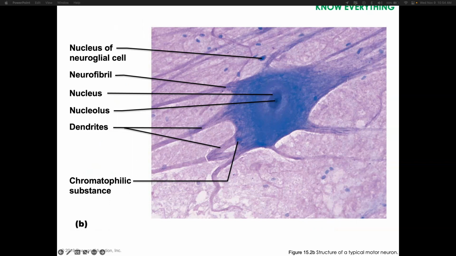This is a histology slide of a single neuron. You can see the main cell body and the dendrites coming off of it. And you can also see some of the neuroglial cells. The neurofibrils found within the cytoplasm of the cell provide support and help transport substances within the neuron. And finally, we see our chromatophilic substances, and that is made up of rough endoplasmic reticulum and is involved in the metabolic activity of the neuron.